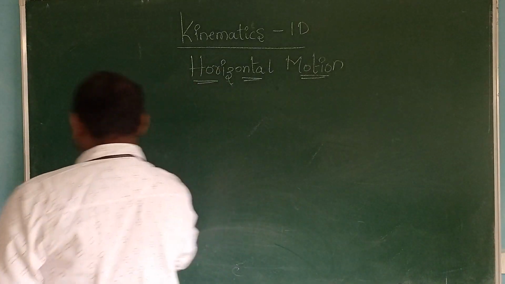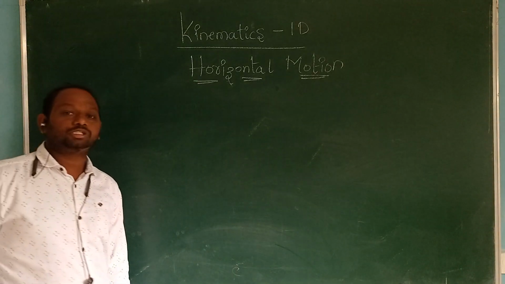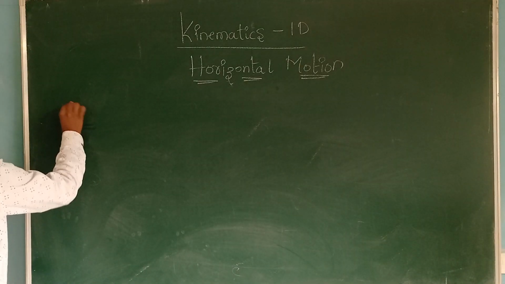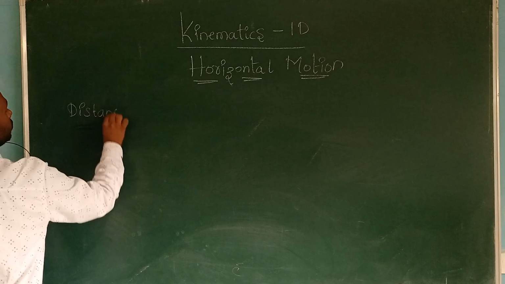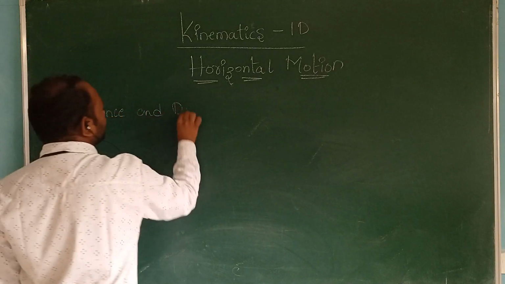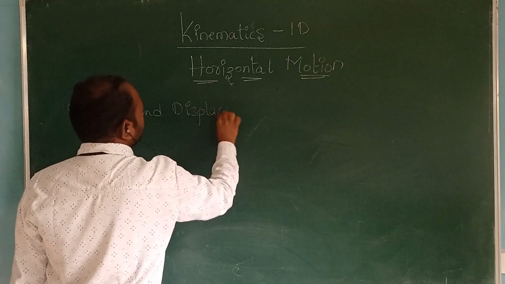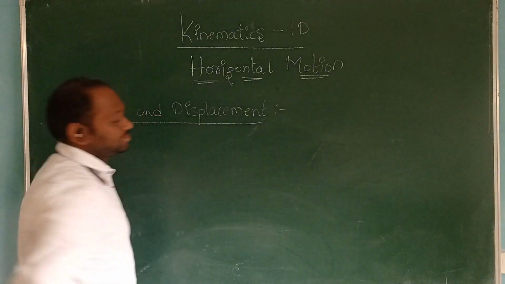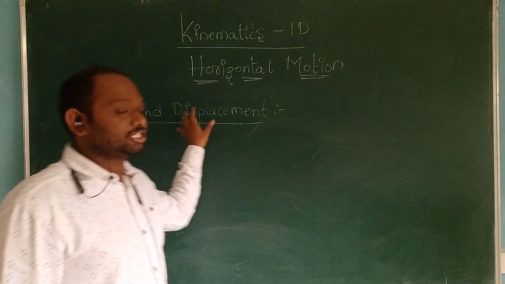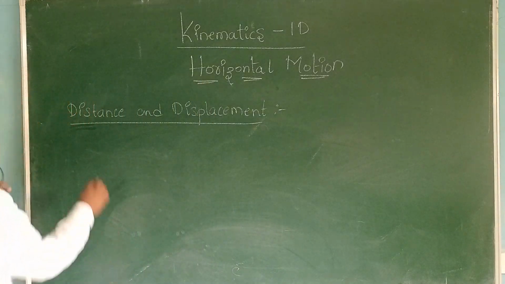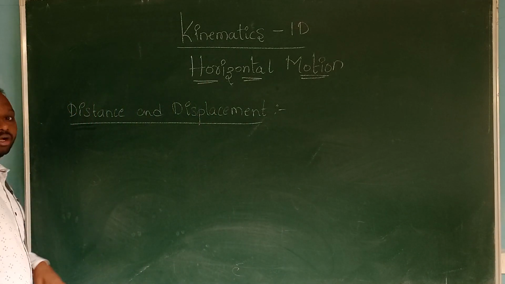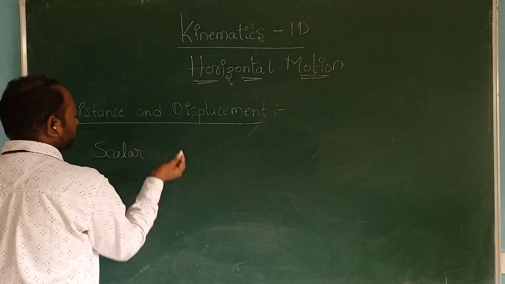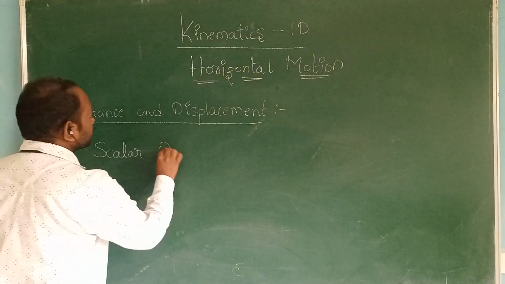Next, I will explain two terms that are very important in this whole lesson: distance and displacement. Before going to distance and displacement, I will explain two smaller terms: scalar quantity and vector quantity. First of all, I will explain the scalar quantity. What is a scalar quantity?